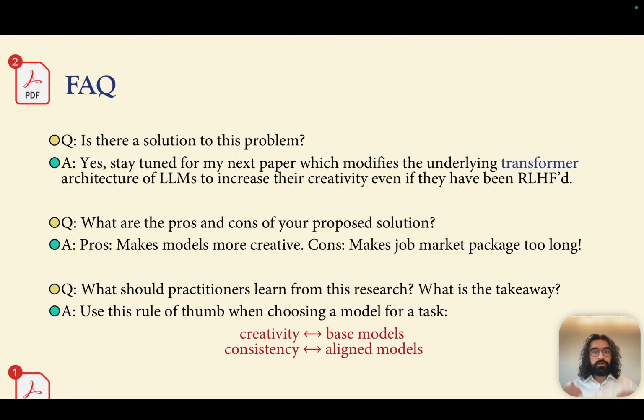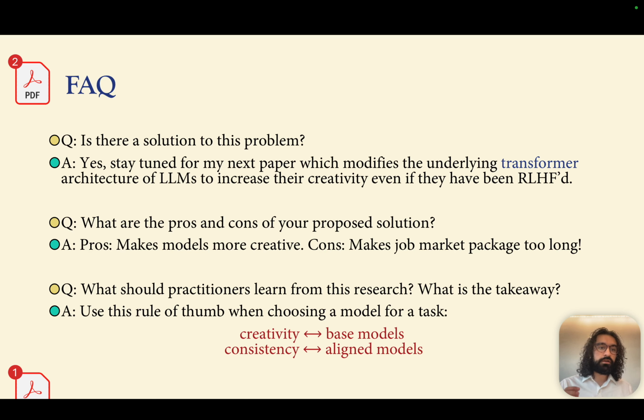So is there a solution to this problem? Yes, there is. There is a subsequent paper, I will put it on arXiv in a few weeks, that modifies the underlying transformer architecture to increase the creativity of the models, even if they have gone through the RLHF process. I have not included it in my job market package because it would make it too long. But in the meantime, what the results of this paper mean for us is that when you need creativity, just stick to base models, and when you need consistency, stick to aligned models.